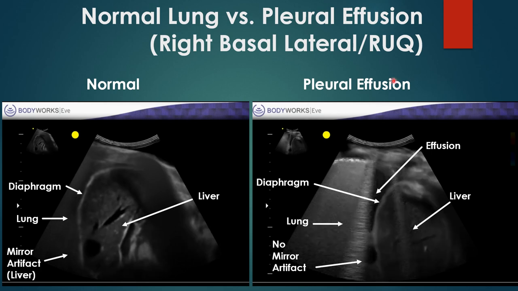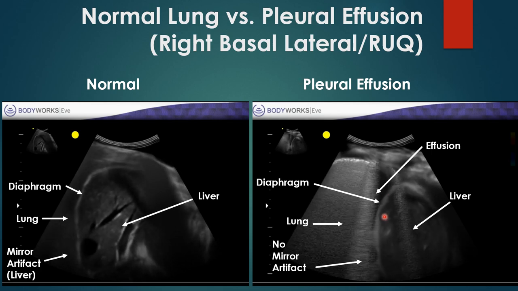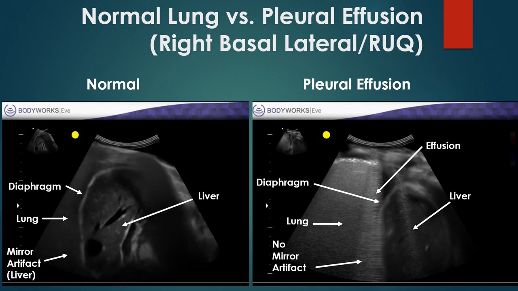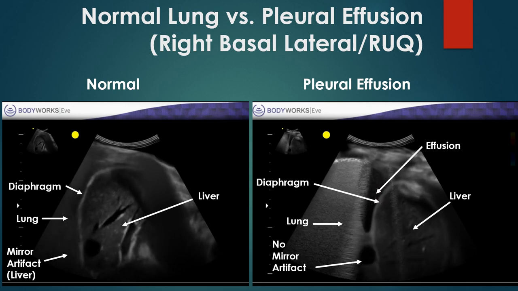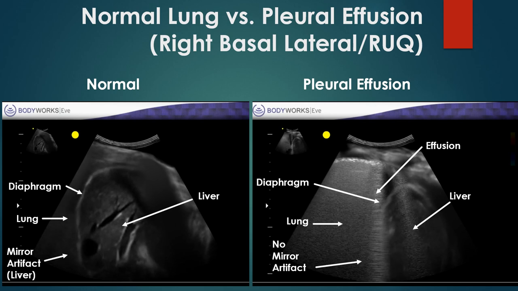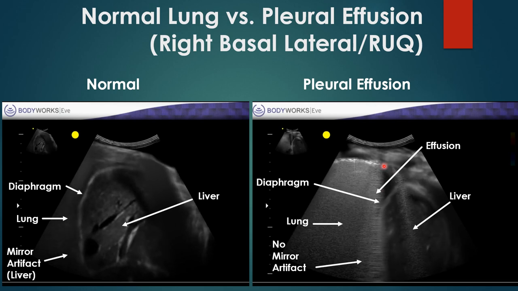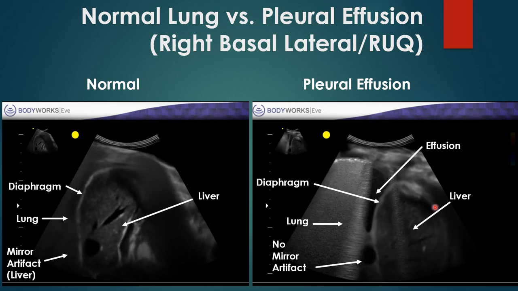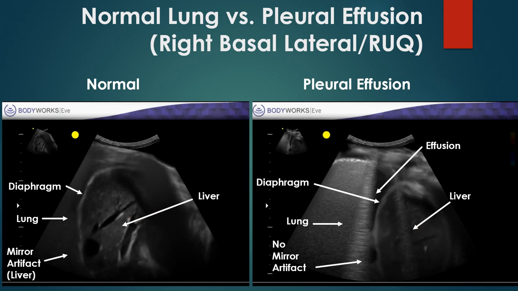If you've got a pleural effusion, as you do over here on the right panel, you've got the curtain, but you've got an anechoic region here, and you don't really have a very good mirror artifact. It's kind of patchy, but you can see that in this base here, you've got a pretty nice big effusion. Liver over here, liver over here.